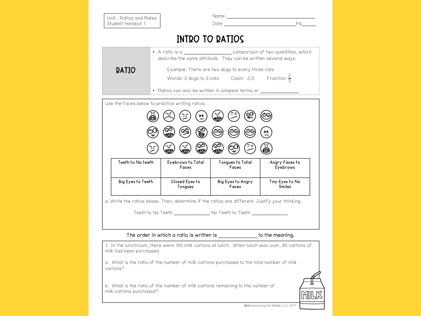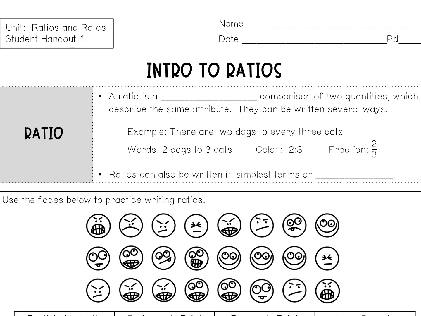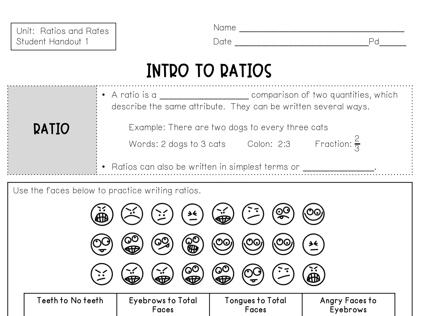Today we will be talking about ratios. So in our ratio introduction, a ratio is a multiplicative comparison of two quantities which describe the same attribute. So this can be written in several different ways.